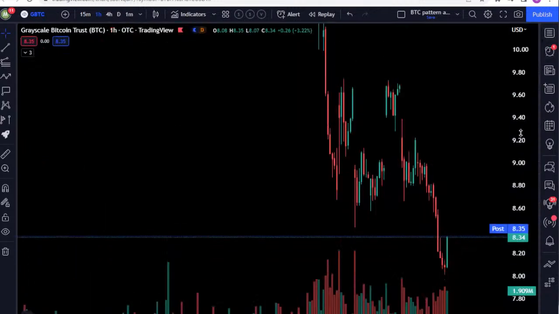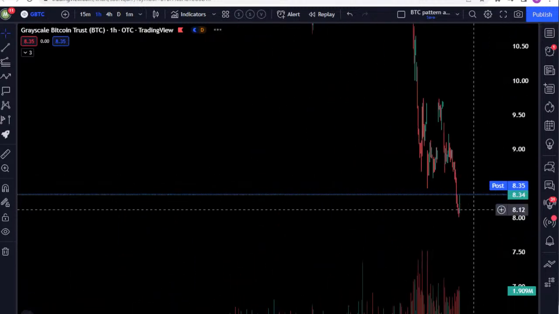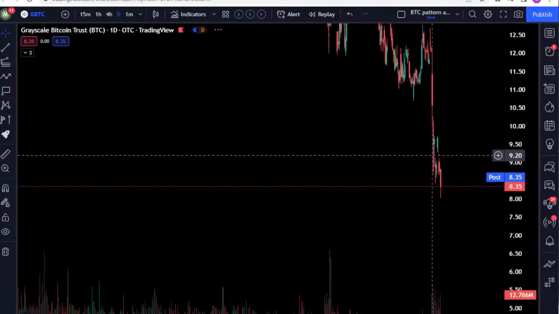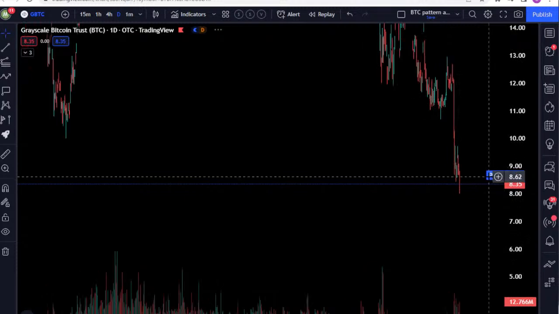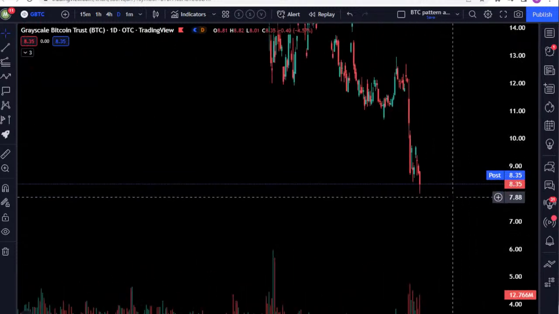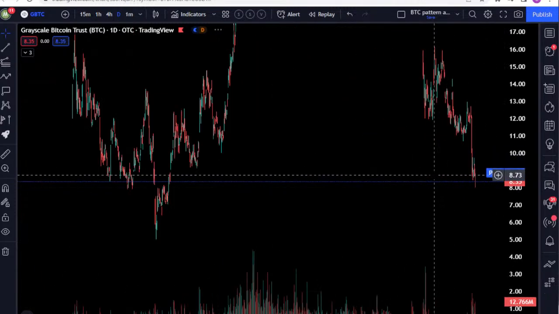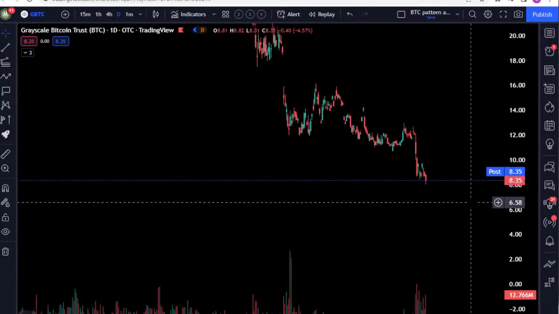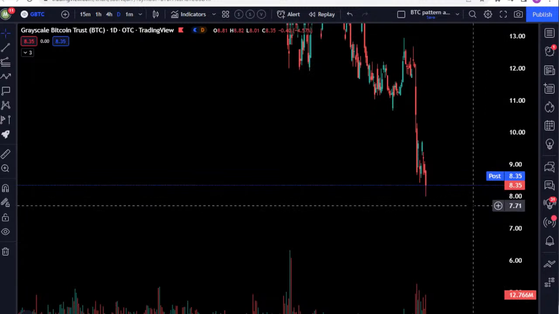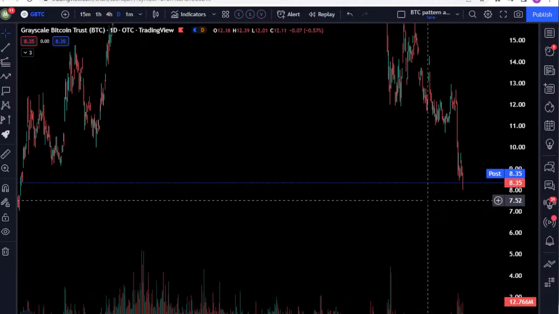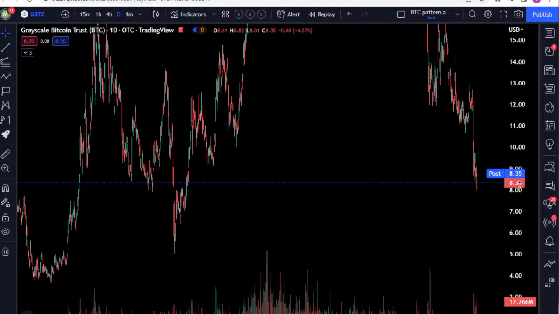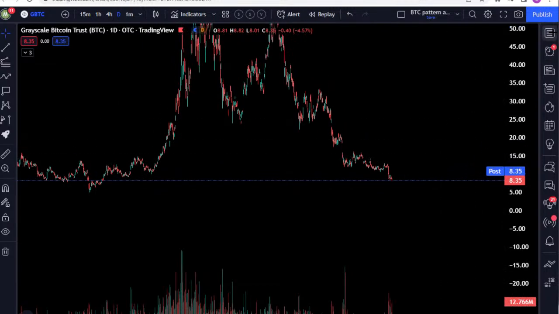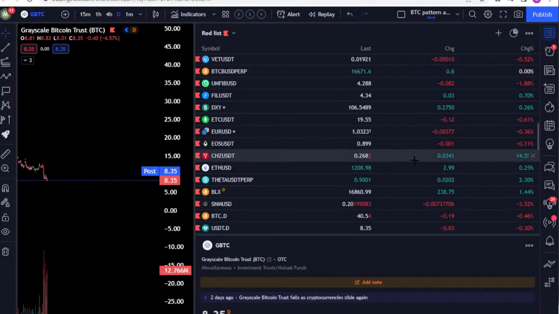GBTC, Grayscale Bitcoin Trust, closed at very low. This could be a leading indicator for where Bitcoin's going. It just keeps breaking its lows. This is sold on the stock market as shares. People buy their shares in Grayscale Bitcoin Trust to get exposure to the market without having to buy real Bitcoin. And they get yearly returns as a stock.